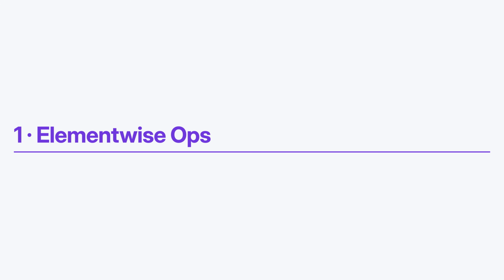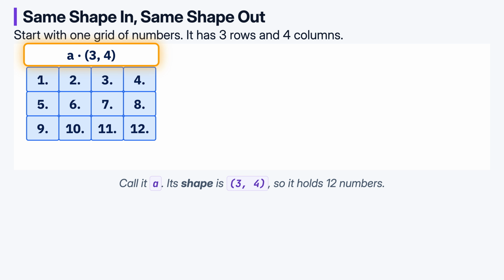Let's start with the simplest case. 2 tensors that already have the same shape. Let's start with one grid of numbers. We call it A. Its shape is 3 by 4. Remember, the shape is just the size along each axis. 3 rows, 4 columns, so it holds 12 numbers, starting from 1 in the top left. The first row runs 1, 2, 3, 4 left to right.